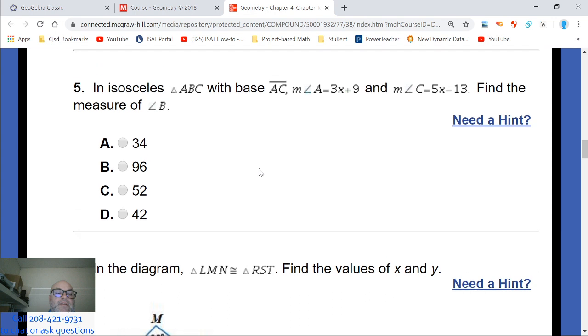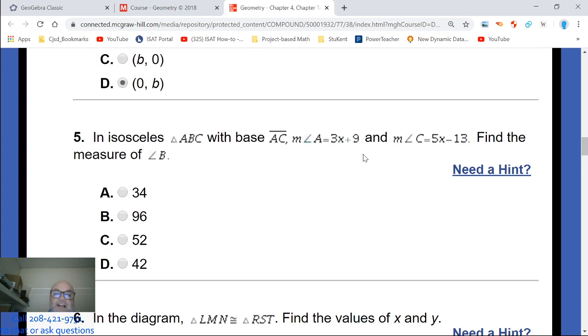Okay, let's go take a look at number 5. Isosceles triangle with, okay, let's do this one. Here we go. Okay, sorry about that. We have an isosceles triangle.